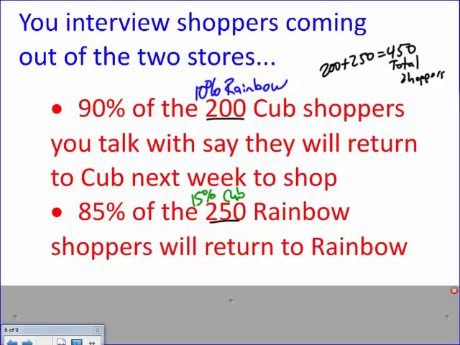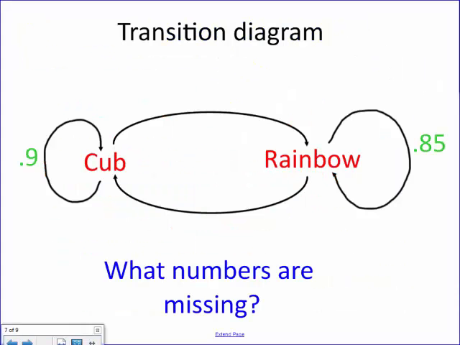All right, so what I can do with this information is what we call a transition diagram. Okay, so we have two options here. Sometimes you can have more than two options, depending on your situation. And so I have Cub, and you see how I kind of have this circle that's coming back into Cub. So 90%, hence my 0.9 right here, are coming back into Cub. But then the other 10% of those are going to Rainbow. So I need to put 0.1 right there because 10% of those are going to Rainbow.